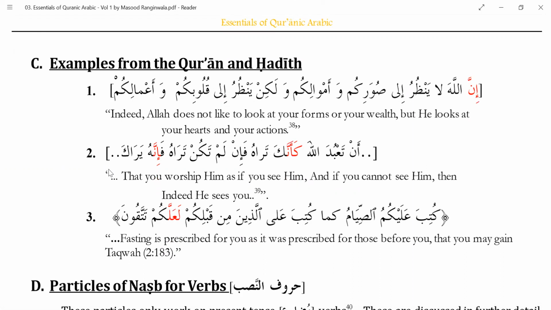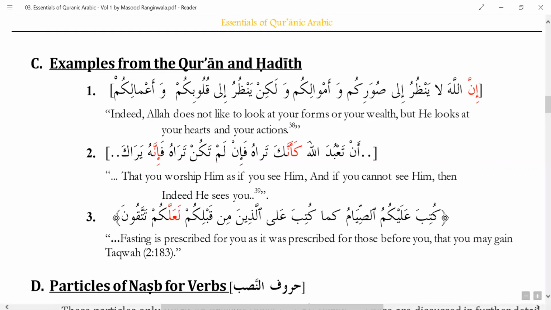So here, if you see, it is not inna Allahu or inna Allahi, it is inna Allah. It's a fatha. Why? Because inna is a harf of nasb. It acts on ismun. So whenever the ism comes after it, it is going to be in nasb.